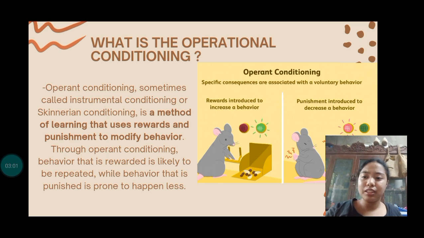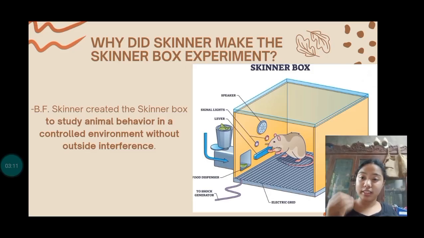Through operant conditioning, a behavior that is rewarded is likely to be repeated, while a behavior that is punished is prone to happen less. And why did Skinner make the Skinner box experiment? B.F. Skinner created the Skinner box to study animal behavior controlled by the environment without outside interference. Let me give you a clearer picture of the Skinner box experiments through positive reinforcement, negative reinforcement, and punishment.